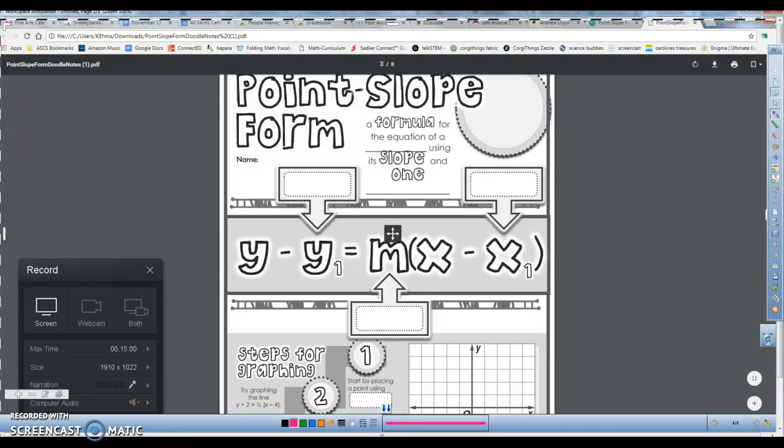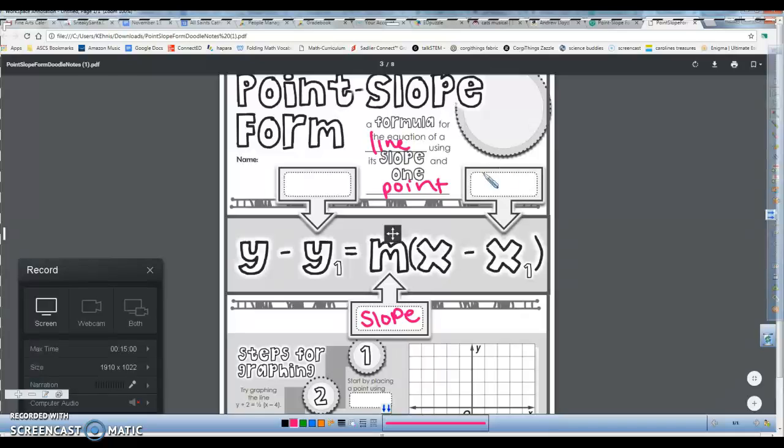Hey, we're talking about point slope form today. And point slope form is another way to write the equation of a line using the slope and 1 point. Okay, so we only need 1 point and we need that slope still. You'll remember m is always our slope.